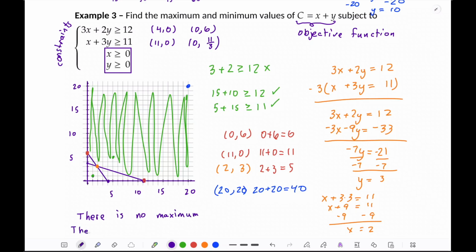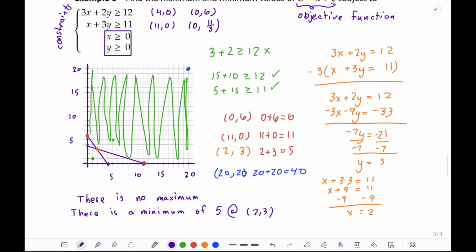There is a minimum of 5 at 2, 3 still though. So, let me go up so you can see it. And that's examples of doing some linear programming.